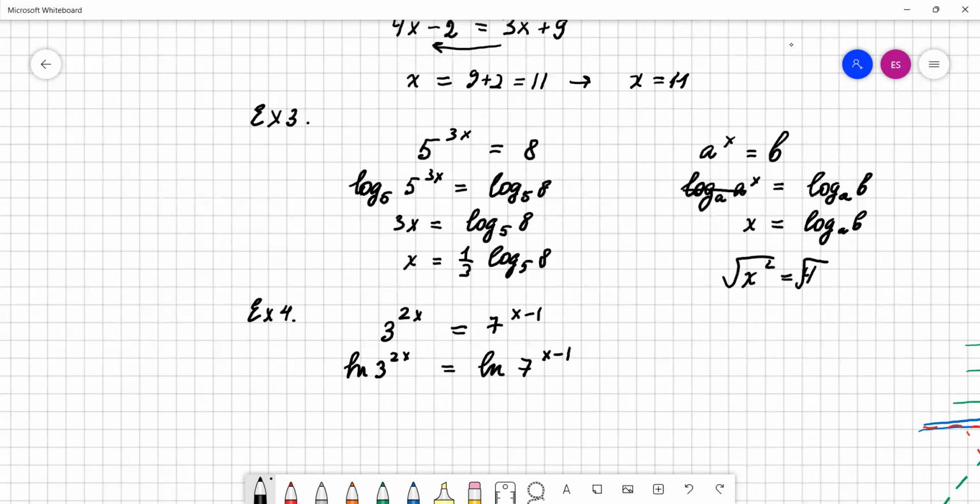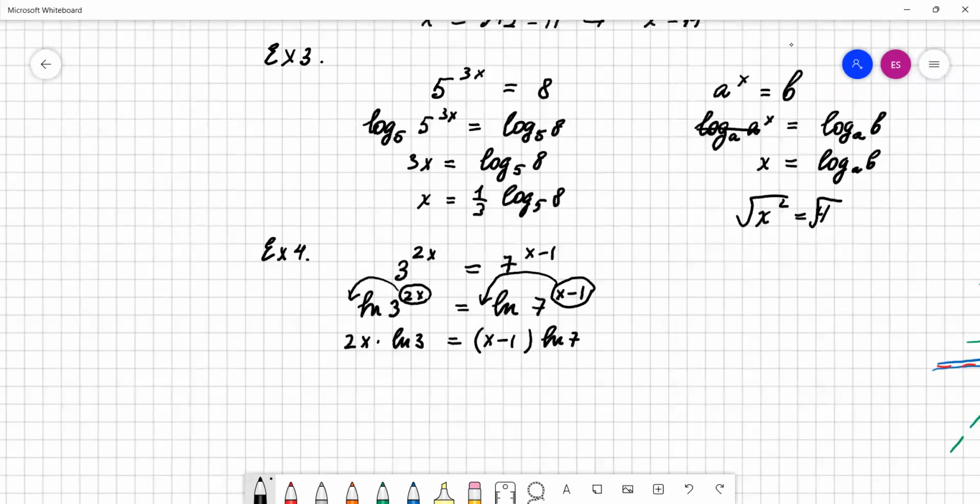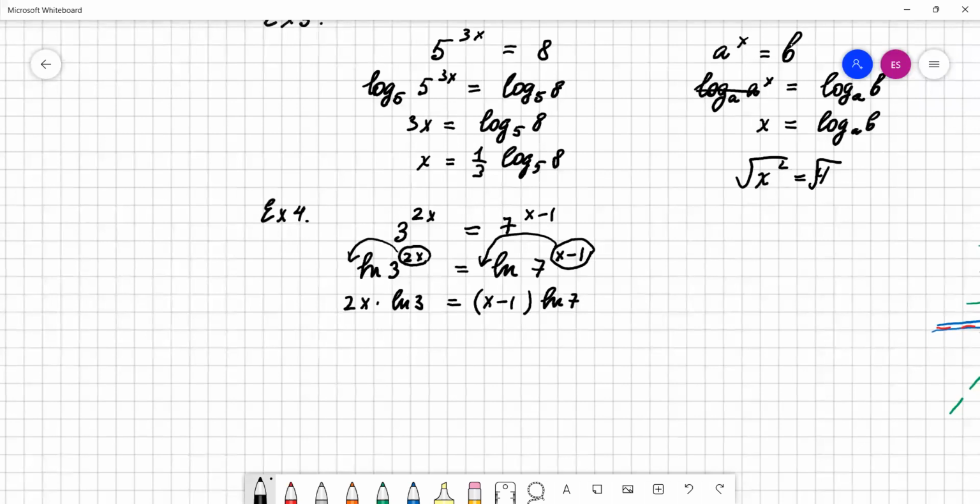Now, guys, remember that the power can be taken outside of ln using the properties of ln, right? So I'm going to write down 2x times ln of 3. On this side, x minus 1 times ln of 7. Same, I'm taking the power in front. Now, ln of 3 and ln of 7 are not variables anymore. They're just numbers. If you put ln of 3 in your calculator, it's going to give you a little bit more than 1. ln of 7 is going to probably give you 1.5. So they're just numbers.